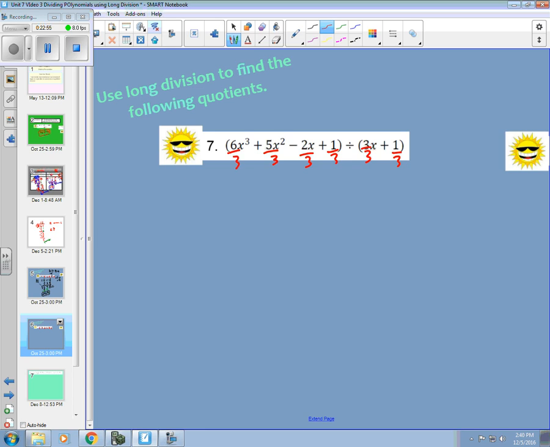So if we divide everything out, our coefficients are going to be 2, 5/3, negative 2/3, and 1/3. And our multiplier then, these cancel out, so we got x plus 1/3 equals 0, meaning negative 1/3 is our multiplier.